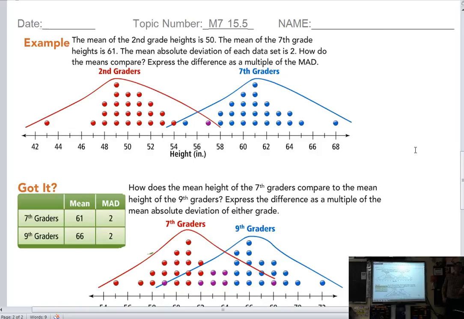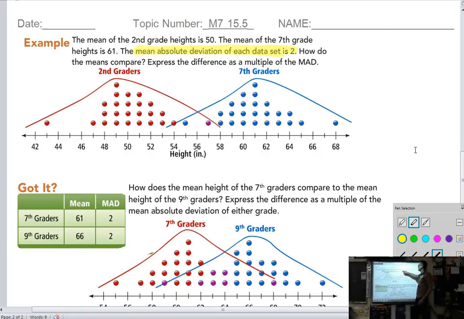So, here's my data results. The mean absolute deviation of each data set is 2. Please highlight that or underline that. The mean absolute deviation of each data set is 2. The mean of 2nd grade is 50. The mean of 7th grade is 61. So we've got our 50 and our 61. 61 would be 5 feet 1 inch. So remember, 12 inches in a foot, 60 divided by 12, 5 feet.